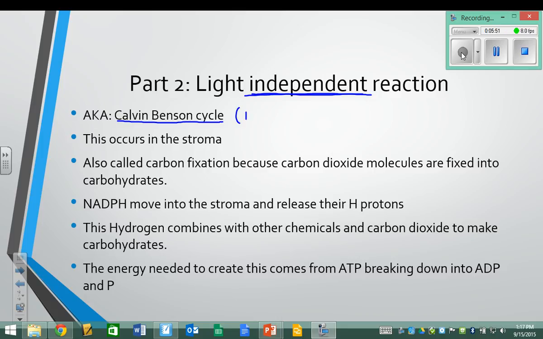Sometimes people refer to it as the dark reaction. And I would prefer that we don't do that because that's implying that it has to happen in the dark, which it doesn't. It just doesn't require light, but it could happen when light is there. So dark reaction is something you might see used, but I would prefer that we use either light independent or Kelvin-Benson cycle because they're better names. Now, where does this happen?